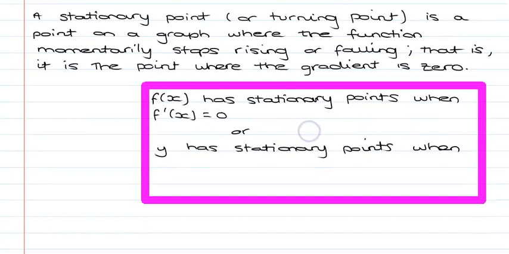A stationary point or a turning point is a point on the graph where the function momentarily stops rising or falling. That is, it's a point where the gradient is 0. Remember, if we have the function f of x, if it has a stationary point, we will know that by differentiating and discovering the point where the gradient equals 0.